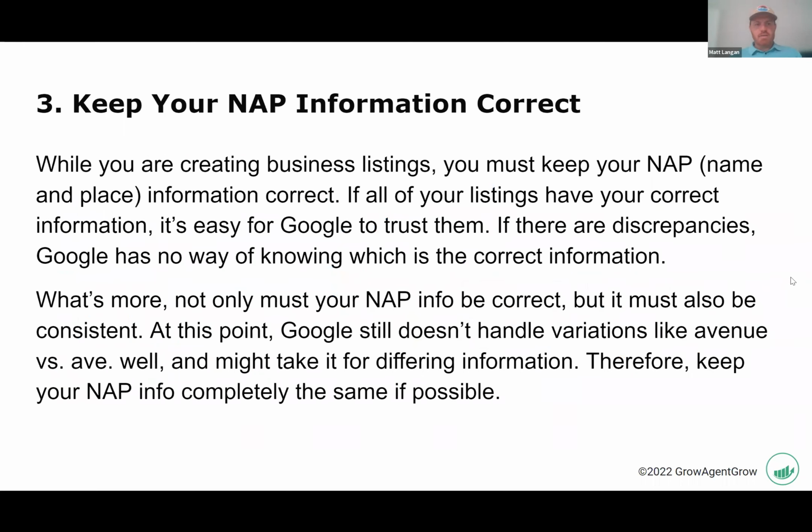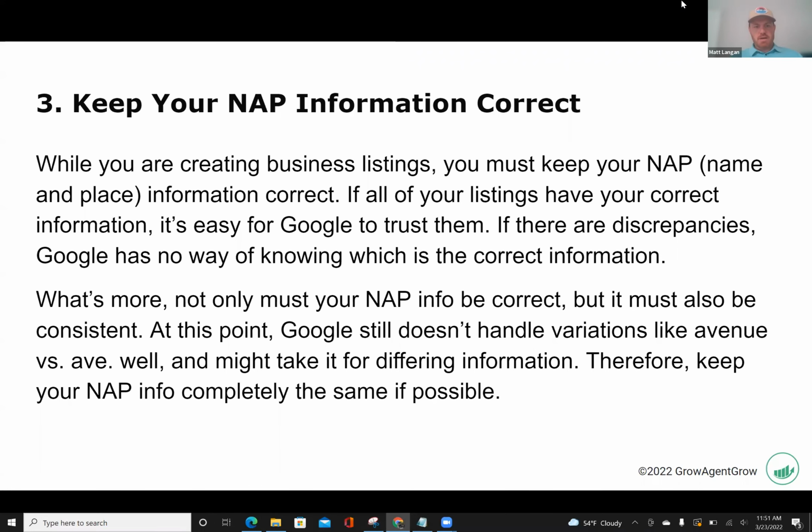All right, number 3 for top local SEO tips, NAP. I talked about this before. Name, address, phone number. Some refer to it as name and place. But making sure it's correct. While you're creating these business listings, make sure your info is correct. If all of your listings have your correct information, it's easy for Google to trust them, right? So same information on your website as on your Facebook, as on your YouTube page, as on your Google My Business page, as on Zillow, right? Everywhere is the same. It's all consistent. If there are discrepancies, Google has no way of knowing which is the correct information, right?